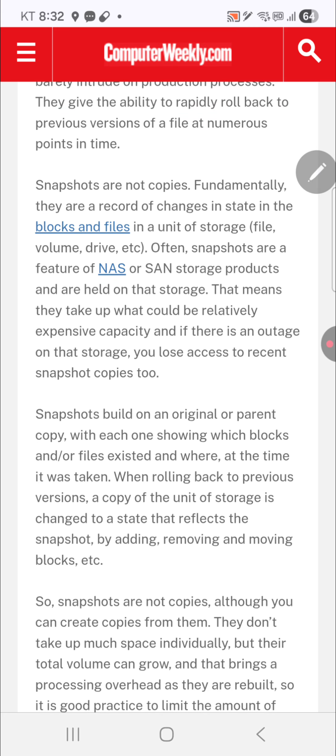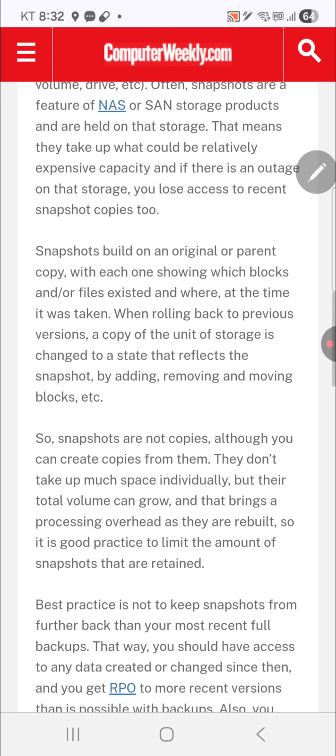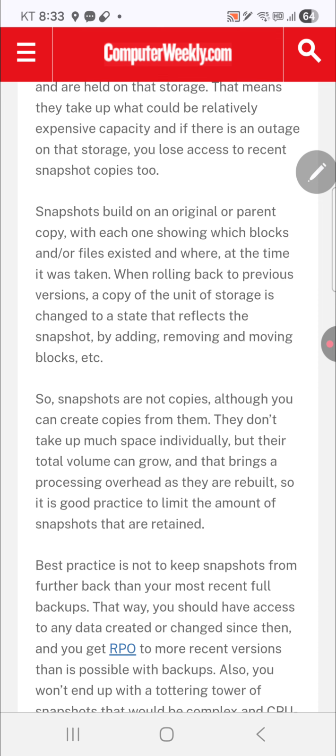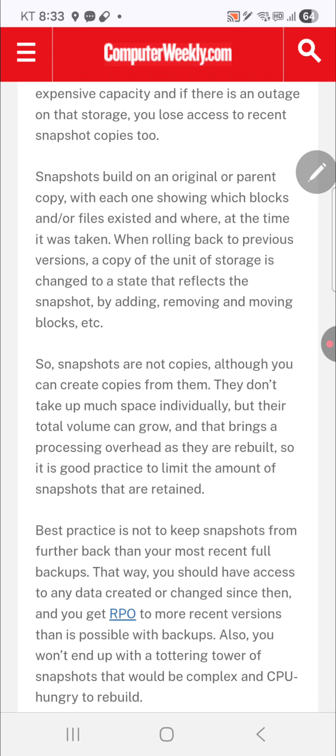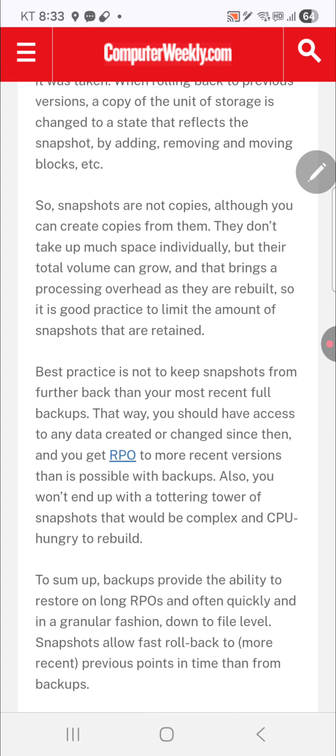Snapshots are not copies. Fundamentally, they are a record of changes in state in the blocks and files in a unit of storage: file, volume, drive, etc. Snapshots build on an original or parent copy, with each one showing which blocks and/or files existed and where at the time it was taken. When rolling back to previous versions, a copy of the unit of storage is changed to a state that reflects the snapshot by adding, removing, and moving blocks, etc. So snapshots are not copies, although you can create copies from them.